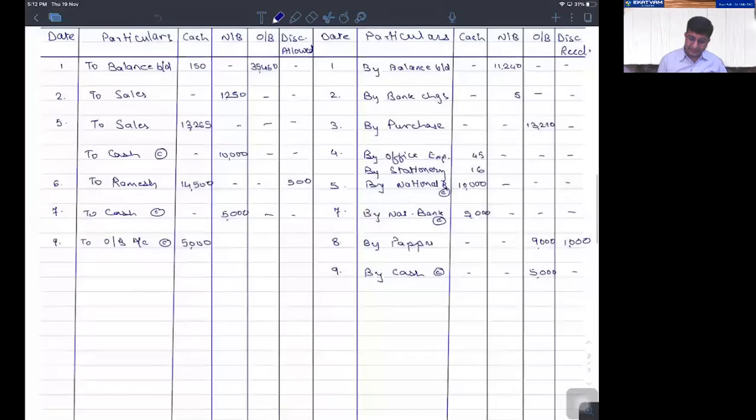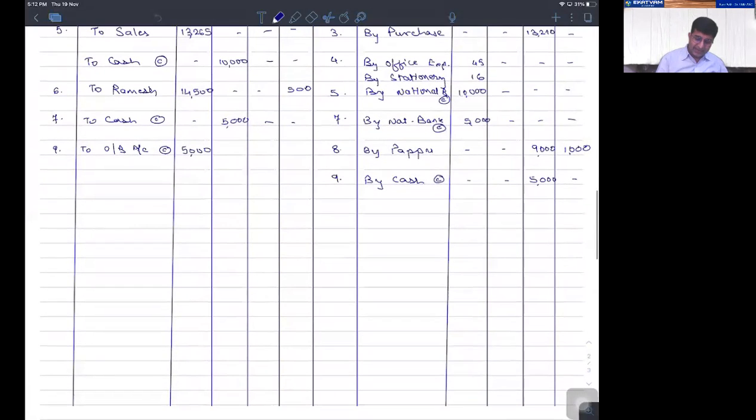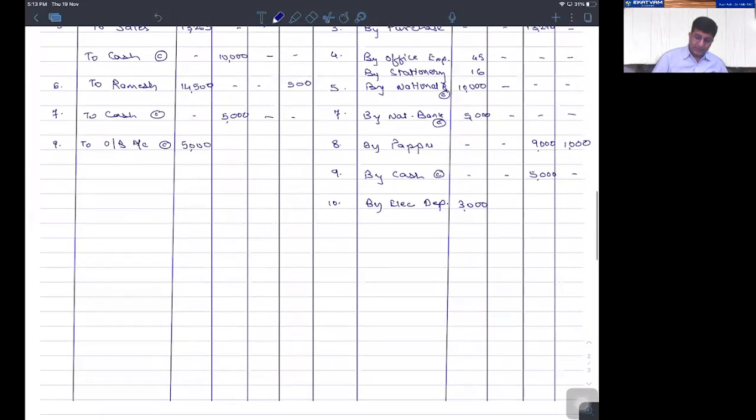So on to the credit side, we'll be writing as what? By electricity deposit of 3000, then by bank charges of rupees 2. Did you get this? Yes or no?